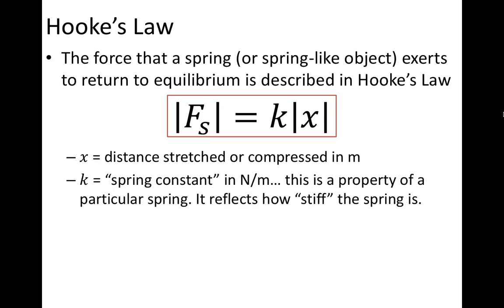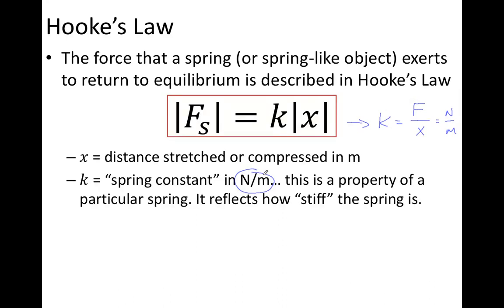And k is what's referred to as the spring constant, and that is going to have units of newtons per meter. And you can remember that those are the units. If you take the equation here, rearrange it for k, you get force over x. And remember that force is measured in newtons, x is measured in meters because it's a distance. So that's why we have units of newtons per meter for the spring constant.